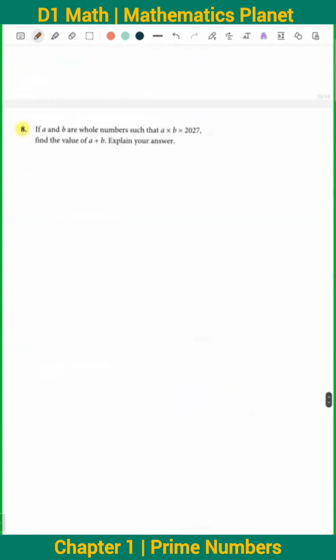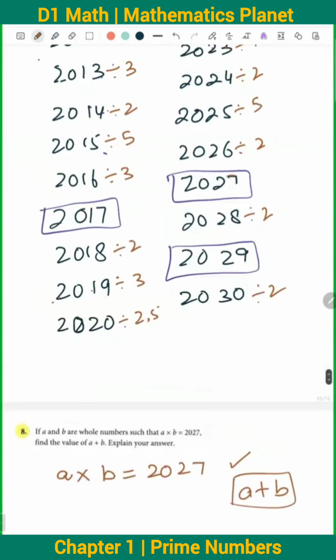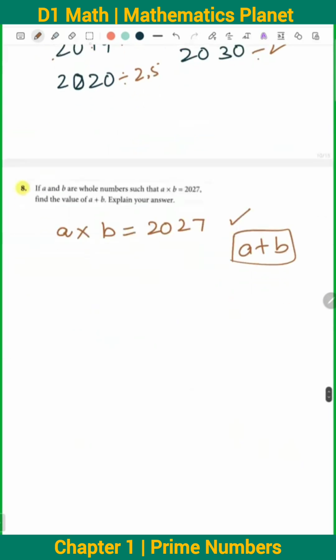Okay. So question number 8, if A and B are whole numbers such that A cross B is 2027. Listen to me carefully. We need to find out A plus B. 2027 was a prime number. It means it has only two factors, 1 and 2027. We just did it in the last question, right? So 2027 can be written as a product of two numbers. It is 1 times 2027, which is equal to 2027.